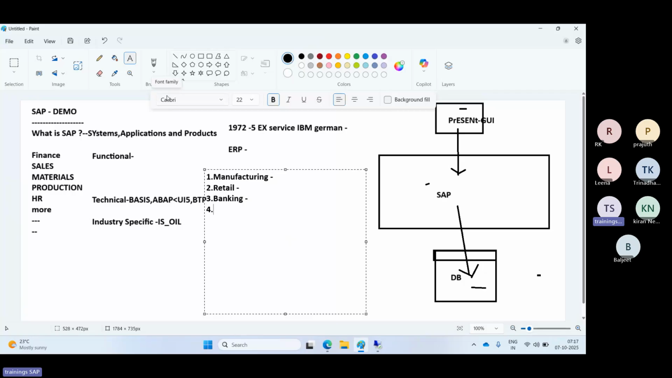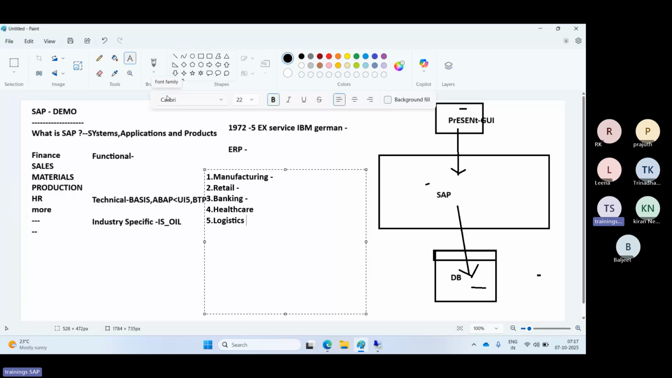Next is the healthcare department, like HCM. A hospital manages patient admissions, staffing, payroll, and billing, so the application is definitely required in healthcare, for example Apollo. Next is logistics and supply chain, which means managing warehouses, transportation, and operations.